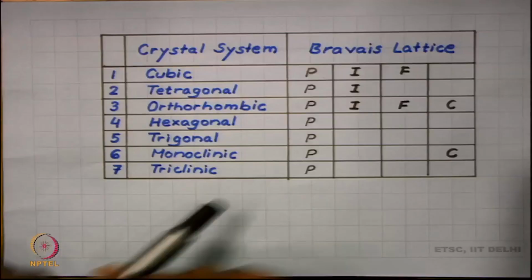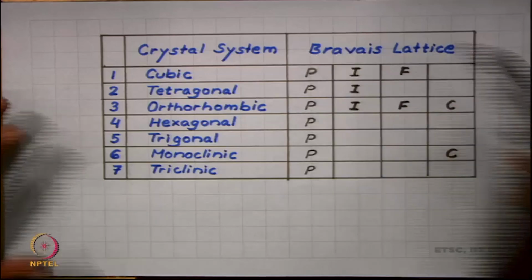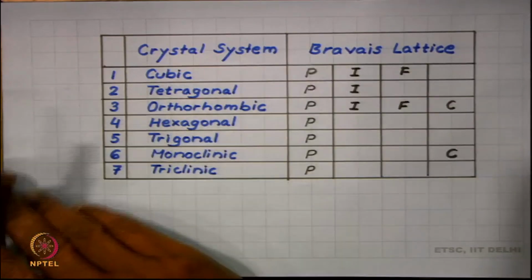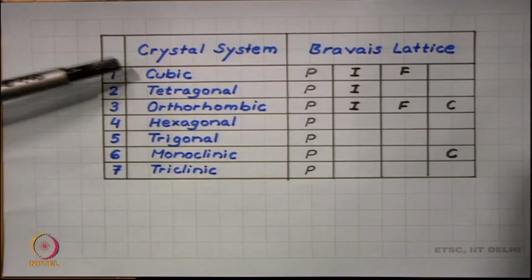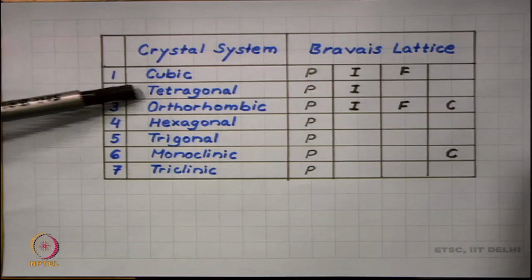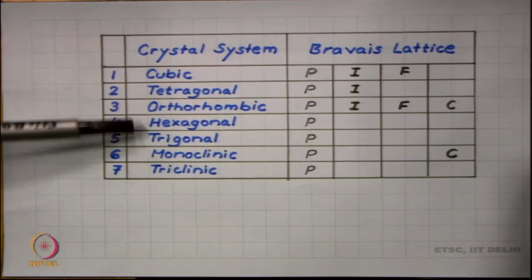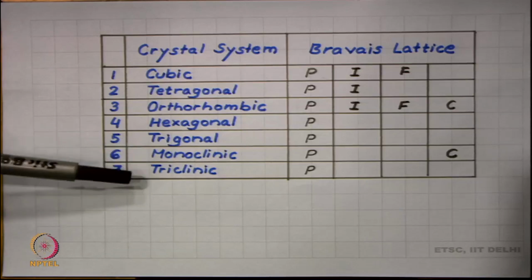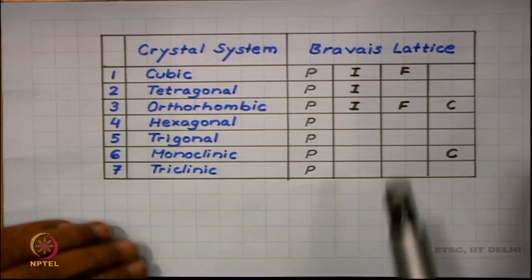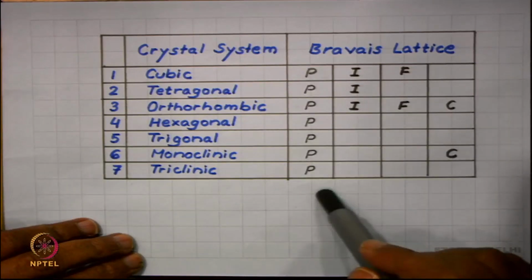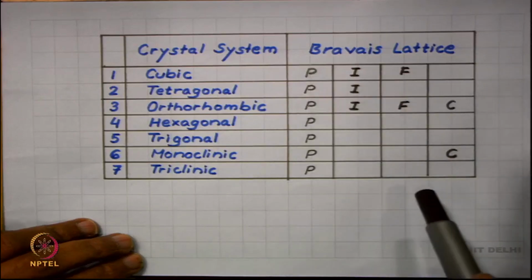In the last video, we saw the list of 7 crystal systems and 14 Bravais lattices. Here is the list. We have 7 crystal systems: cubic, tetragonal, orthorhombic, hexagonal, trigonal, monoclinic and triclinic, and we have 14 Bravais lattices represented by these symbols.